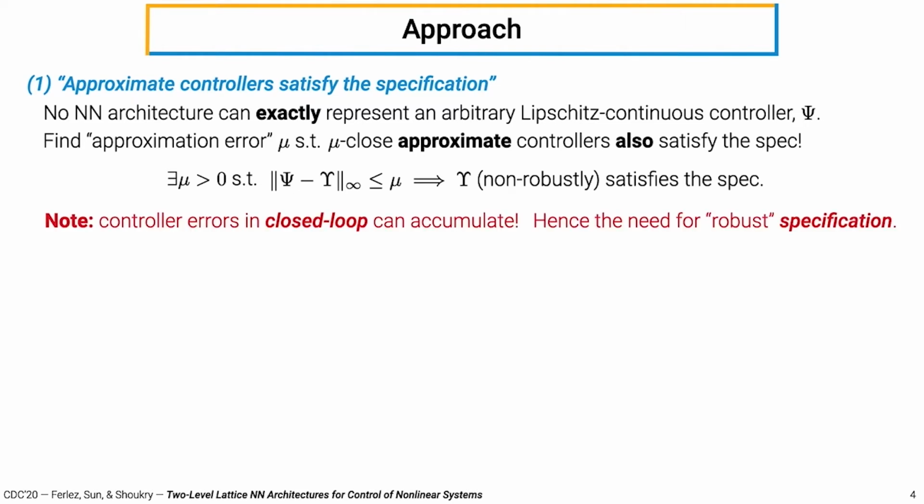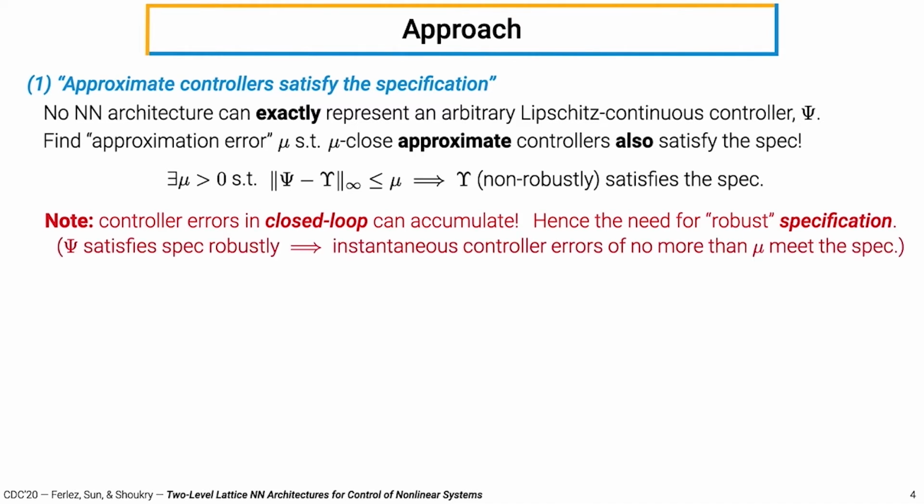And it's important to note that controller errors in closed loop can accumulate, and this is why we need the robust specification on psi. Another way of saying this is that when psi satisfies the specification robustly, instantaneous controller errors of no more than mu will also meet the specification.